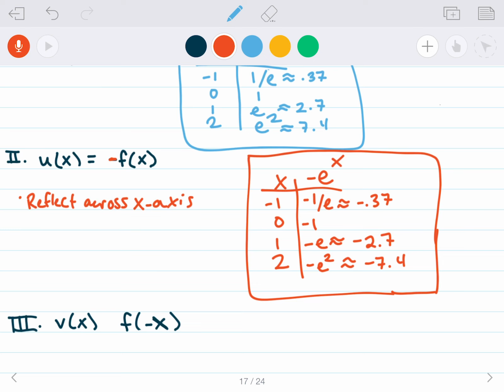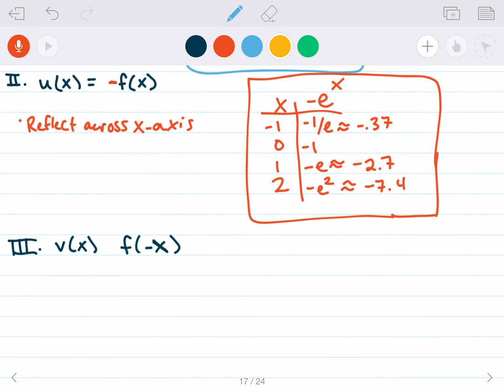So the next one is going to be f of negative x. Now the negative is being multiplied on the inside, so this is a reflection across the y-axis. Okay, let's get a table going. So this time, the output values of the parent function aren't being affected because the negative is being multiplied by the inputs. So if I plug in negative x into e to the x, I get e to the negative x. All right, so that's what this function looks like here.